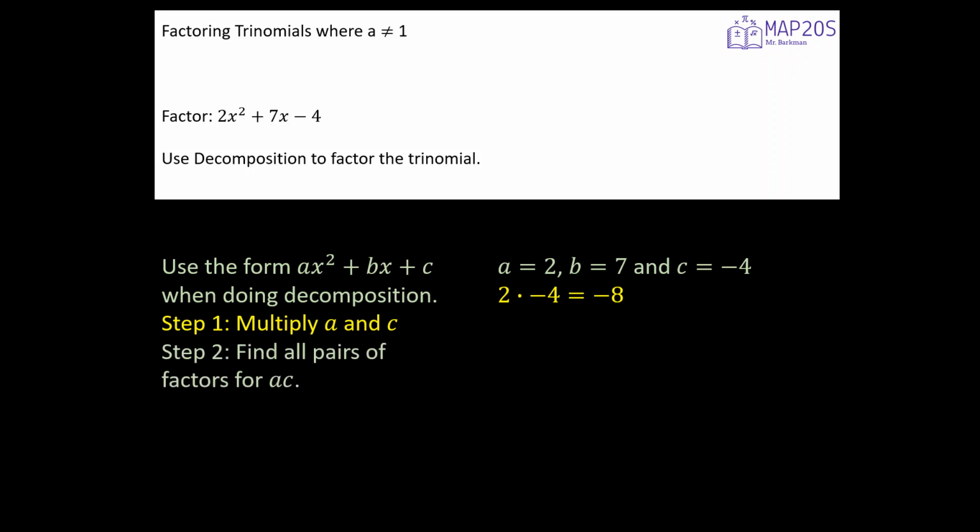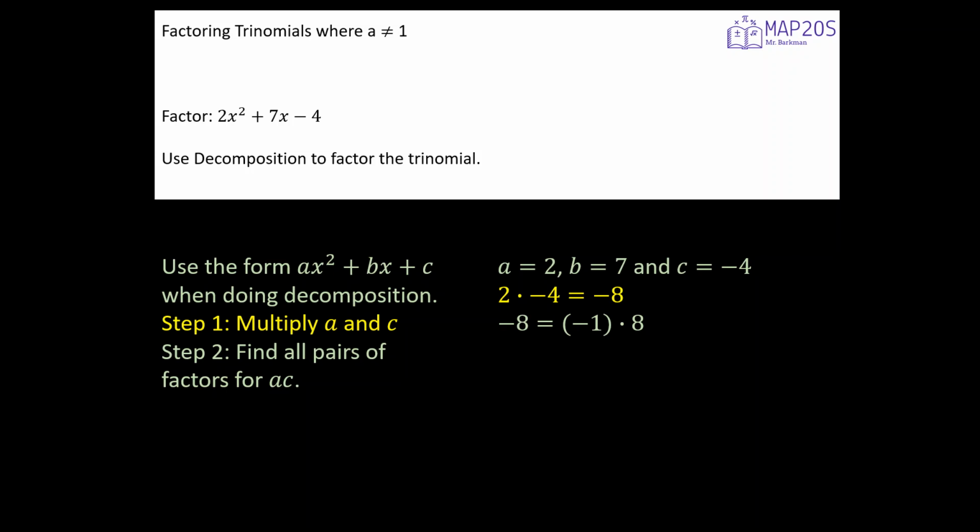The second step is we need to find all pairs of factors for ac. ac is negative 8. We need to find pairs of factors for that. Because it's a negative, it means that one of the factors will be a negative and the other one will be a positive. So I'm going to start off with the little ones being negative. So I have negative 1 and positive 8. Now we're going to get down to the bottom here and we're going to realize that negative 8 and positive 1 is also a pair of factors that could be used as well.